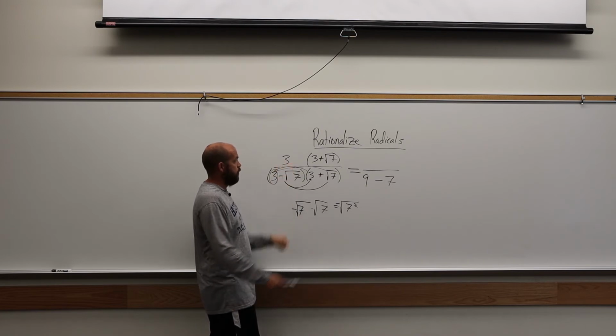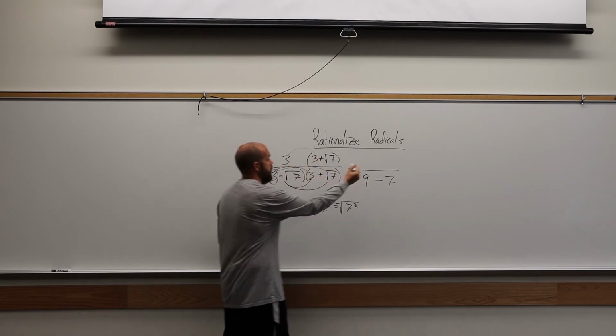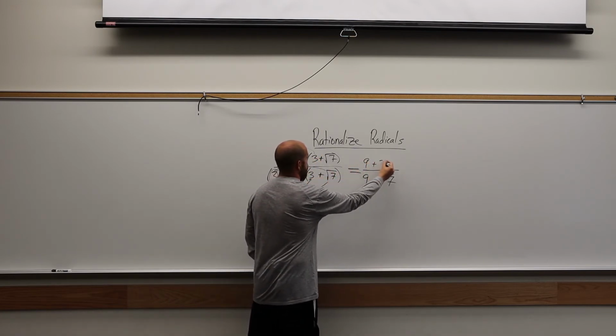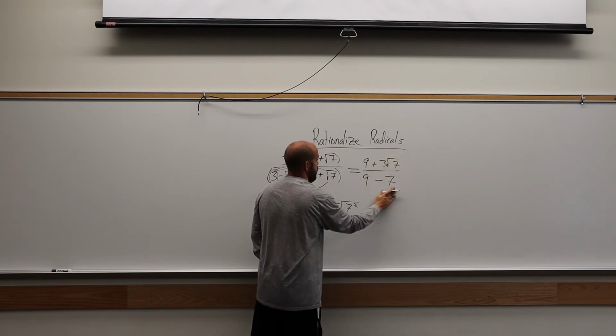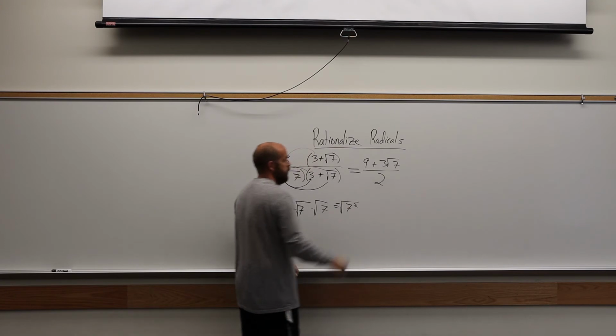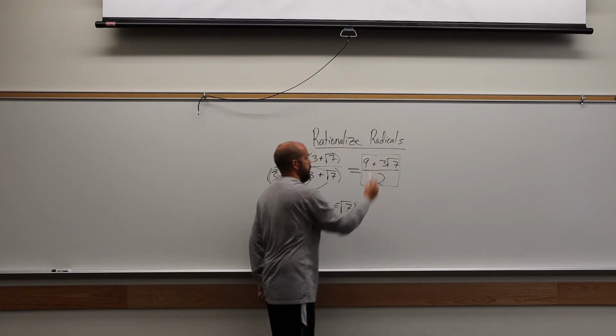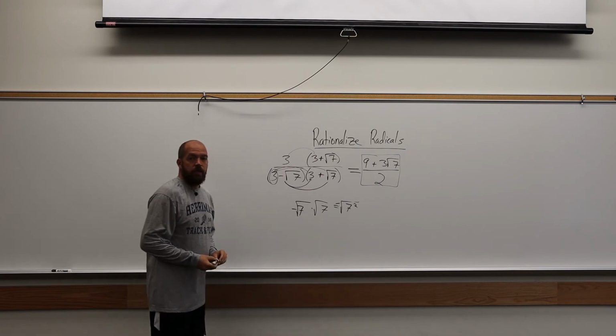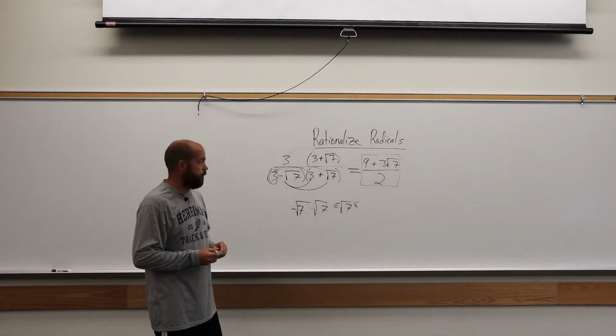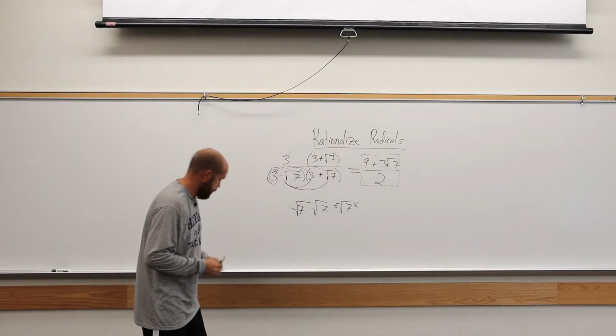Okay, and then I just have to deal with the top. So I get 9 plus 3 square roots of 7. This bottom part, 9 minus 7, is just 2. And there we go. We have just rationalized this problem. That was a little quick. Let's do another one. Usually it helps to see a couple.